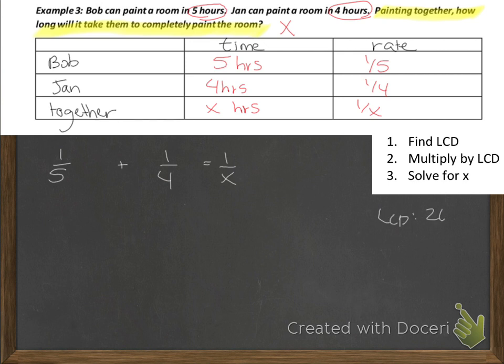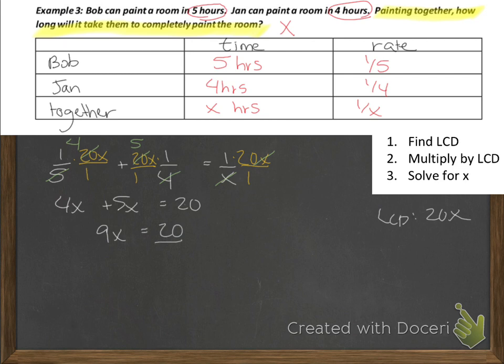In this case, our LCD is going to be 20x. So we are going to multiply all of our fractions by 20x in order to get rid of all of our denominators. 20 divided by 5 is 4. 20 divided by 4 is 5. And then over here, the x's cancel out. Again, I invite you to remember that this is really 20x over 1. So if you get confused about what is getting multiplied or what is getting divided, you can use that trick to help you. Okay, so we have a 4x plus a 5x is equal to 20. In other words, 9x is equal to 20.